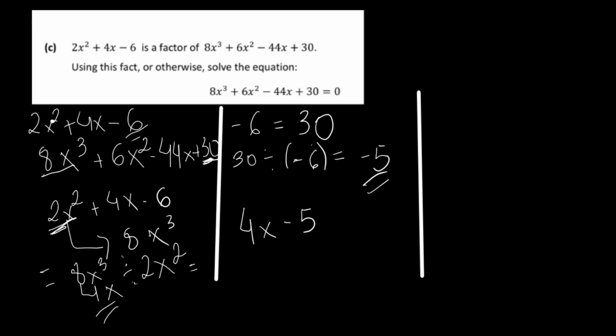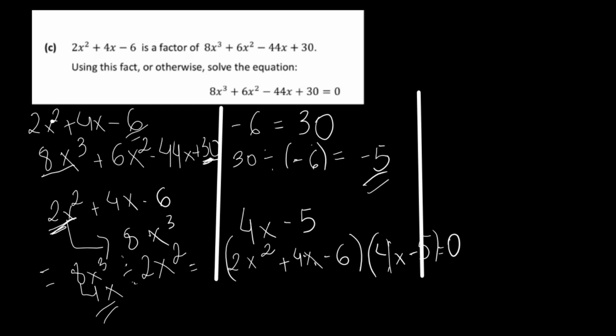Now we can rewrite the equation as 2x squared plus 4x minus 6, in brackets, and we put what we found, 4x minus 5, in brackets, is equal to 0.